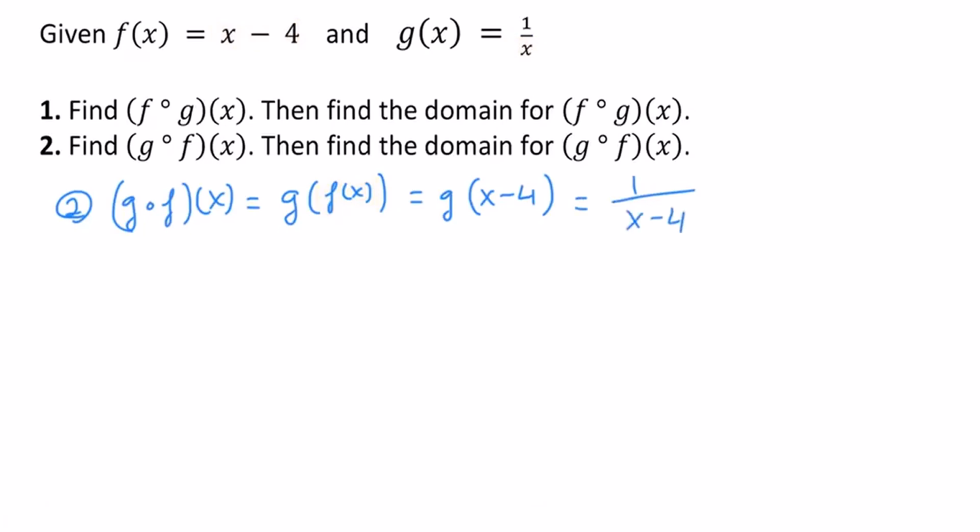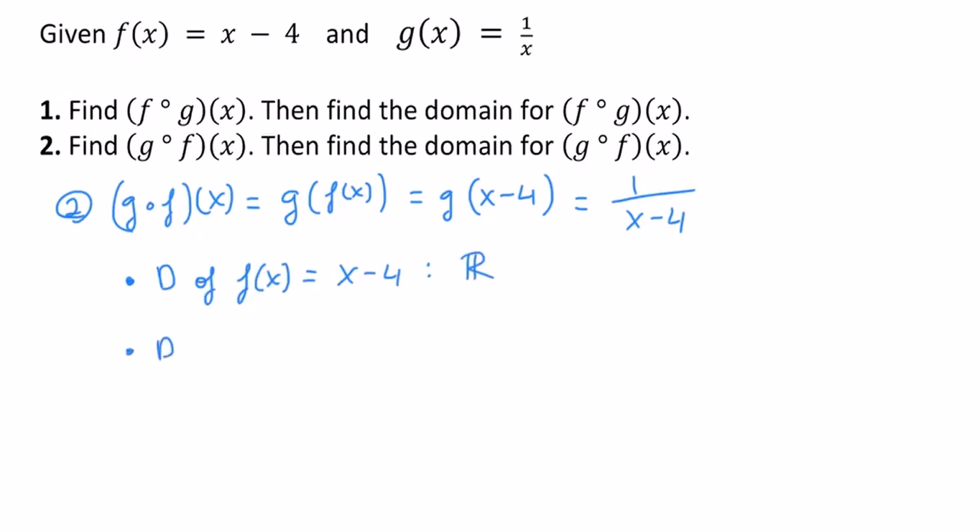Let's get the domain of g circle f. So the domain of g circle f, again, 3 steps. The first one is the domain of the inside function, so the domain of f of x. And f of x is x minus 4. So here we don't have fraction, we don't have square root, so this domain is all real number.